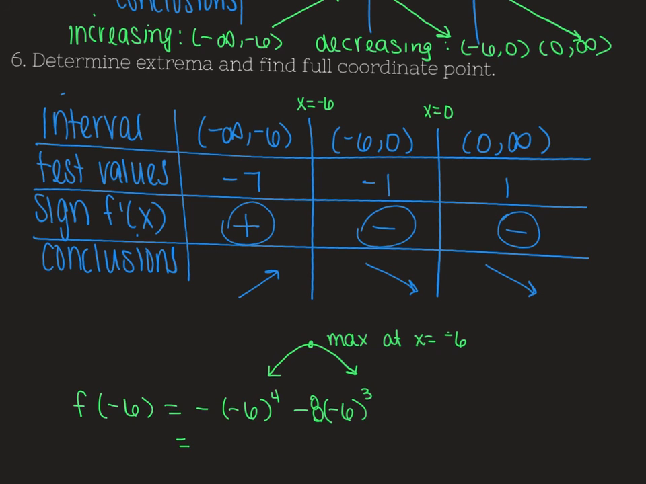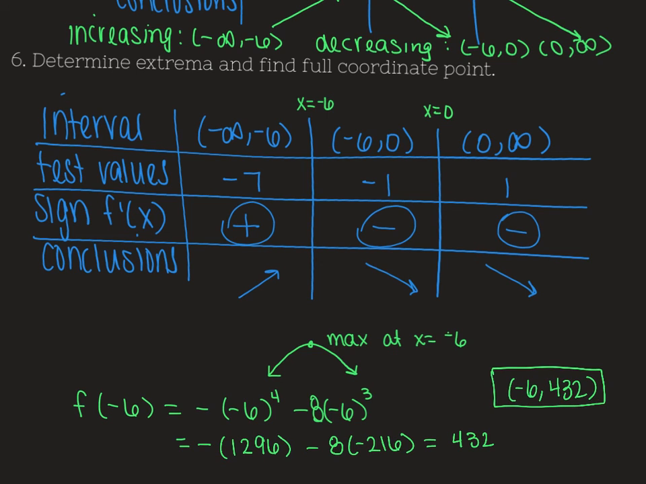When we do negative 6 to the 4th, let me just grab my calculator. I get a positive 1296. And then I have a minus sign here. I'm going to do my negative 6 to the 3rd, and I'm going to get 8 times negative 216. Using a little bit of math here, you're going to get the value of 432. So this is the full coordinate point here. It's going to be negative 6, 432. Clearly, this is not a point you're going to be graphing, but you use the same method to find those points.